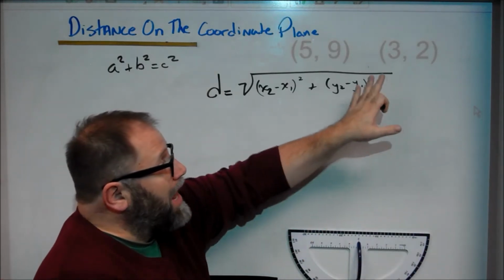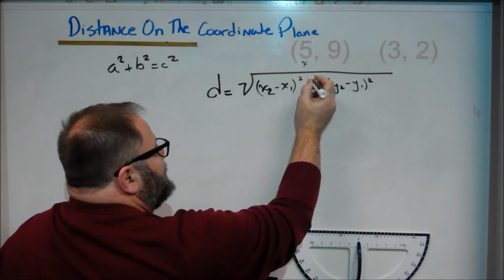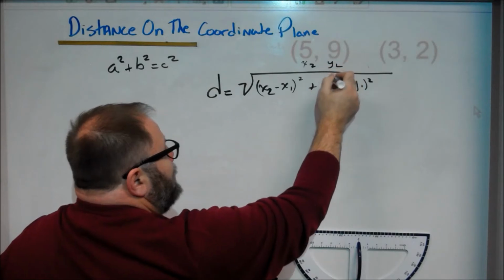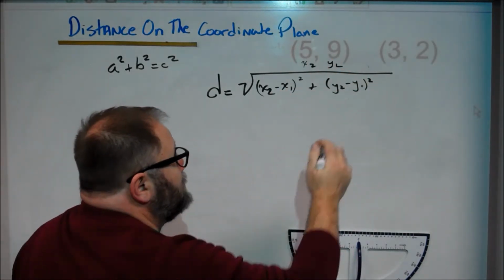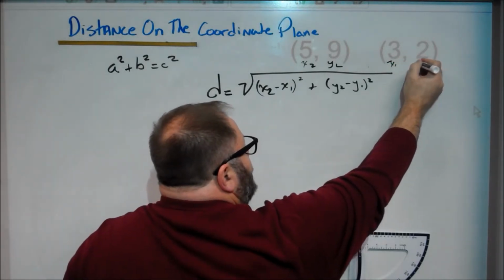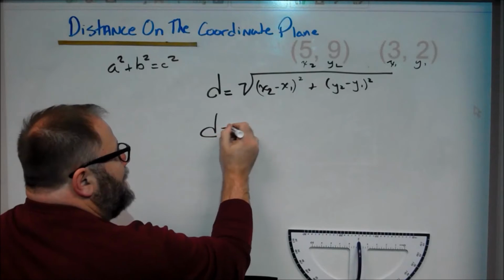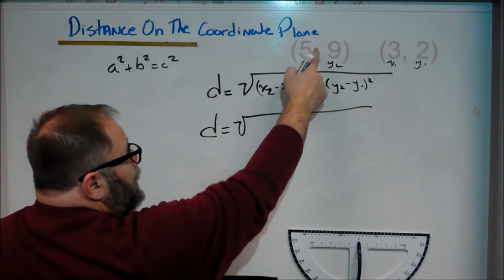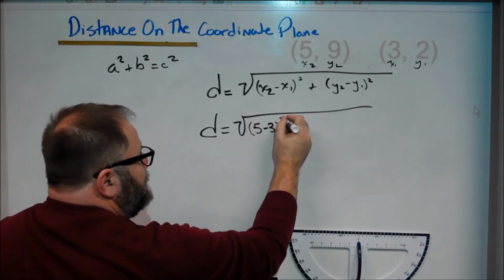All right, in this problem, it would just be like this. So I'm going to label this one x sub 2, y sub 2. And I did that because these values are greater than those values. And this will be x sub 1 and y sub 1. So then this will look like d equals the square root of, parentheses, 5 minus 3, squared.